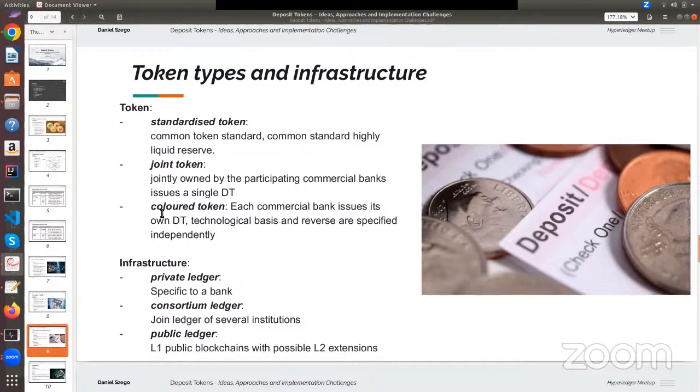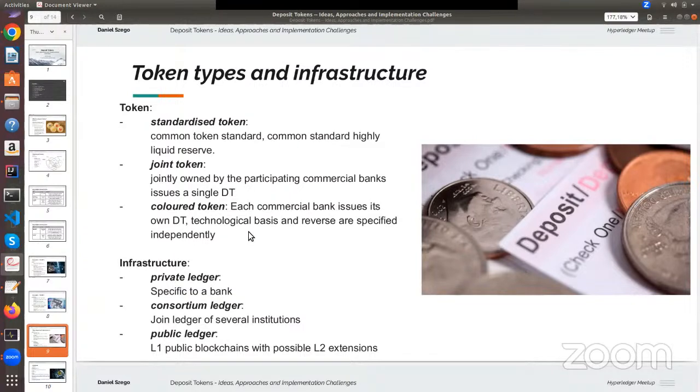So in terms of tokens, probably the worst solution is something called a colored token. In such a situation, each commercial bank issues its own deposit token totally independently from other banks, perhaps on a different technological basis, on different reserves, and the tokens, risk and technology are specified independently from the others. It is not a very lucky solution because it has problems with the singleness of money. It has problems with fungibility of the token.